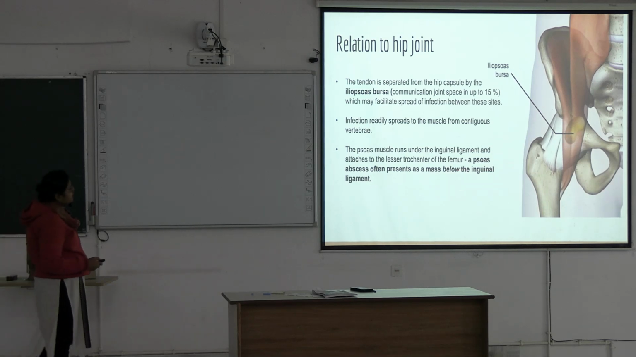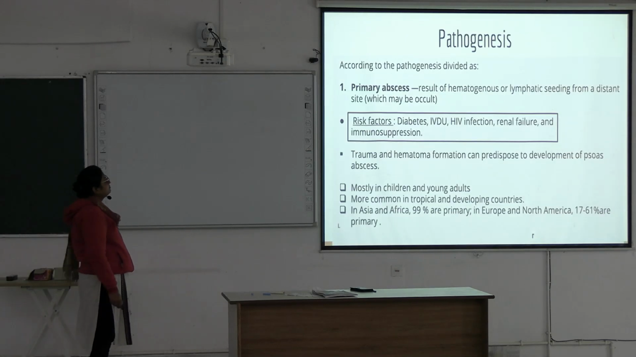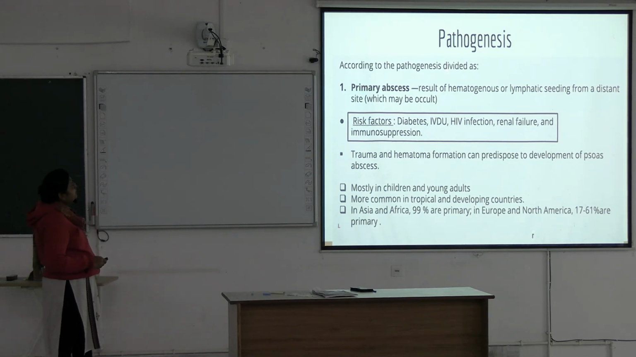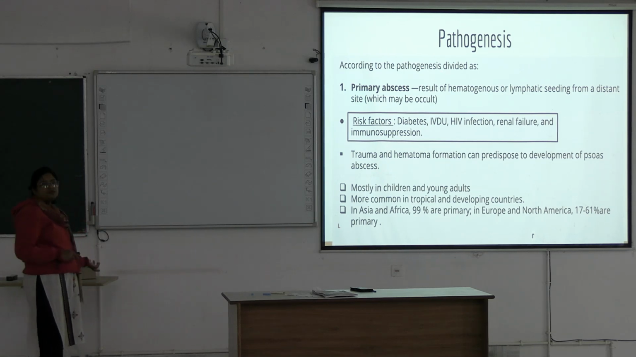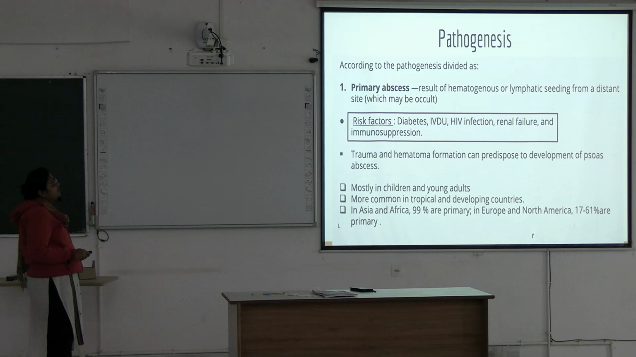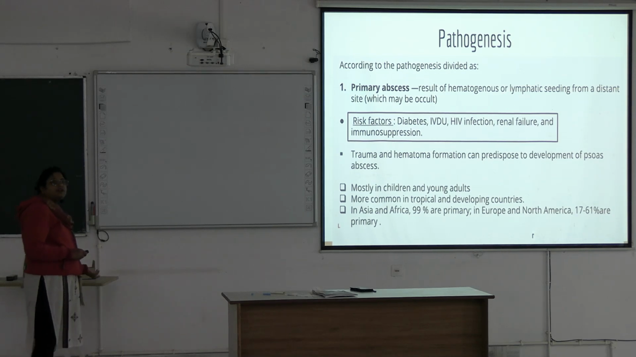Okay. Next, what is the pathogenesis? How is the psoas abscess formed? According to the pathogenesis, iliopsoas abscess is divided into primary abscess and secondary abscess. Primary abscess is the result of hematogenous or lymphatic seeding from a distant site, which may be an occult site.